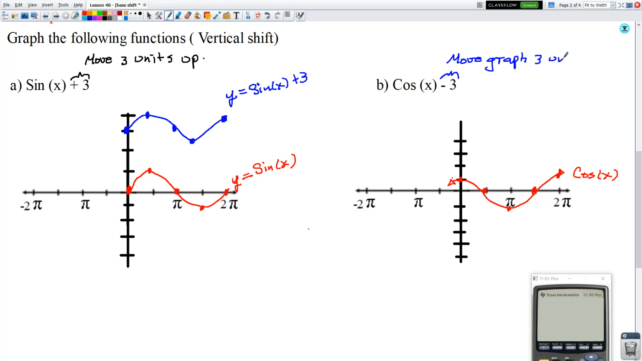3 units. But in this case, it is 3 units down. So let's keep that in mind. What we're going to do, we're going to get every single point here, and we're going to move it 3 units down. So we're here, 1, 2, 3. There we have it. You get the original point, 1, 2, 3, and there you go.